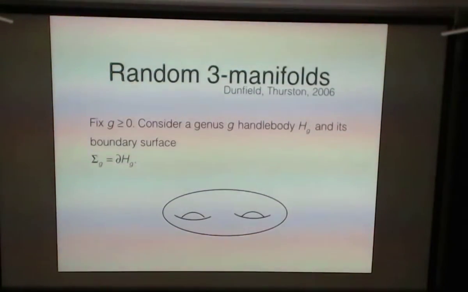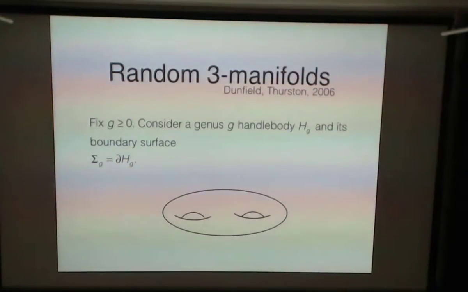So the next model is random 3-manifolds. This was developed by Dunfield and Thurston, and you can see that it is the same year. There is a lot of randomness in this subject, but there is no randomness with the year. The year is the same, 2006. You will see that it will repeat again this year.